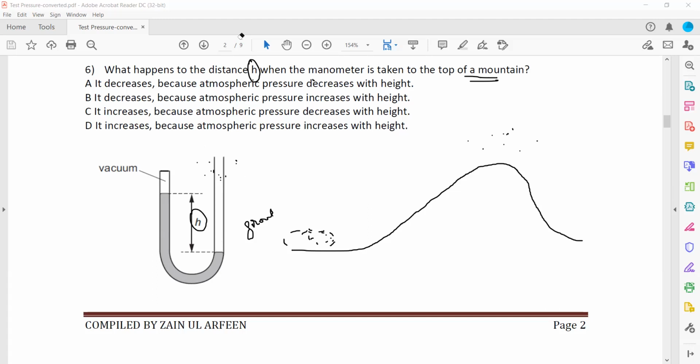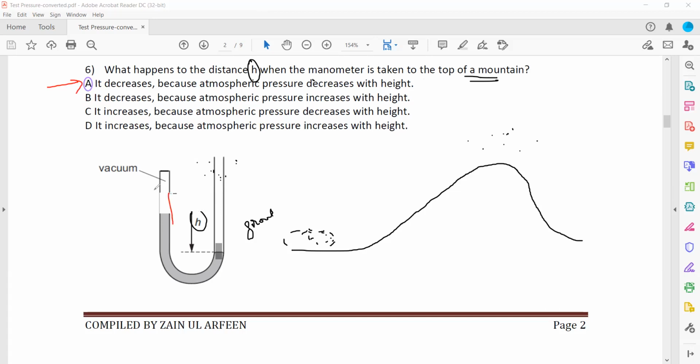As the number of air particles decreases, what happens? There will be less pressure. As there is less pressure, the difference in the level will decrease. So this value of h, initially it was higher when it was on the ground, but when you take this to the mountain, it will decrease because the atmospheric pressure decreases with height. So A is the right answer. Is it clear?